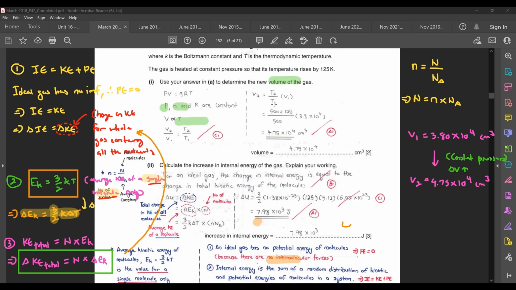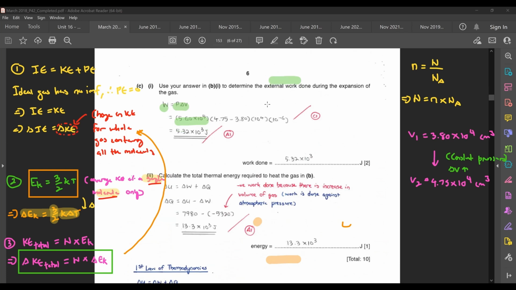Then your change in volume is basically just the difference between these two values. So it'll be 4.75 minus 3.8 times 10 power 4. But don't forget to change it from centimeter cube to meter cube, where you need to multiply with 10 power minus 6.